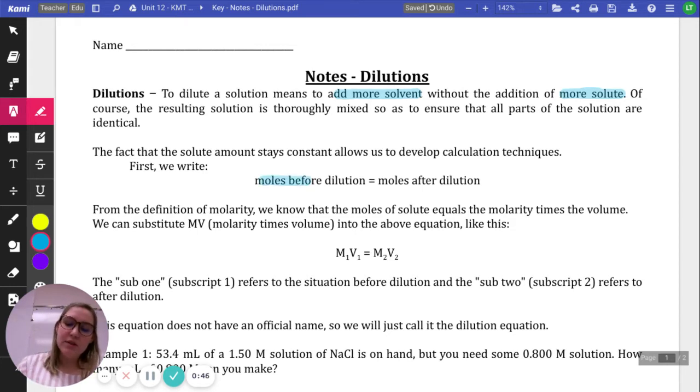So our moles before dilution should be equal to our moles after dilution. From molarity, we know that the moles of solute equals the molarity times the volume. So we can substitute MV, molarity times volume, into the equation, and we get our dilution equation, which is M1V1 equals M2V2. And that is our dilution equation.